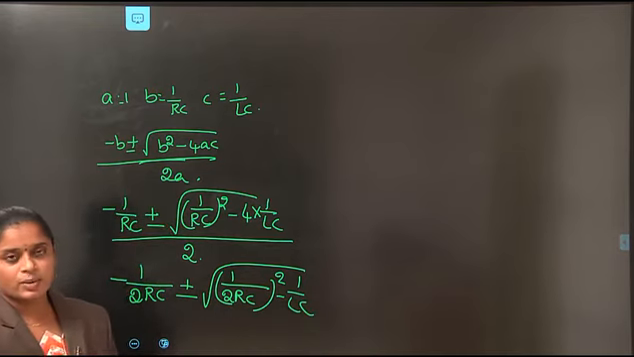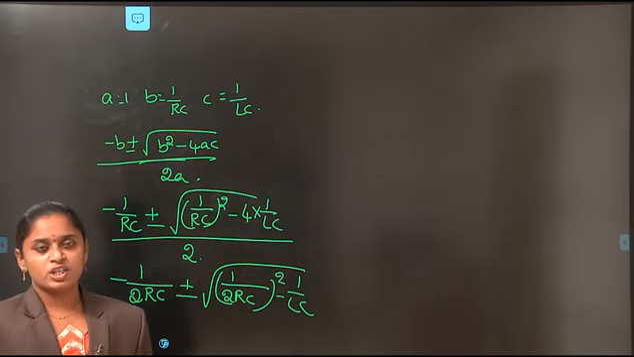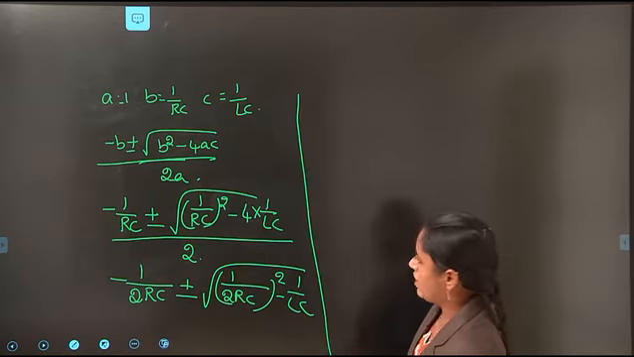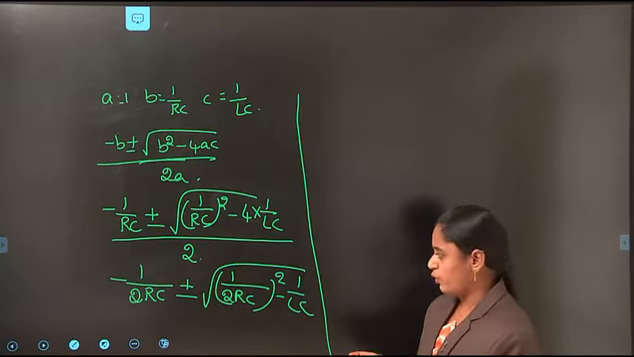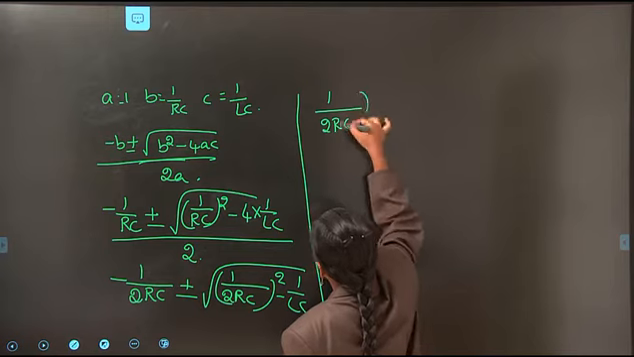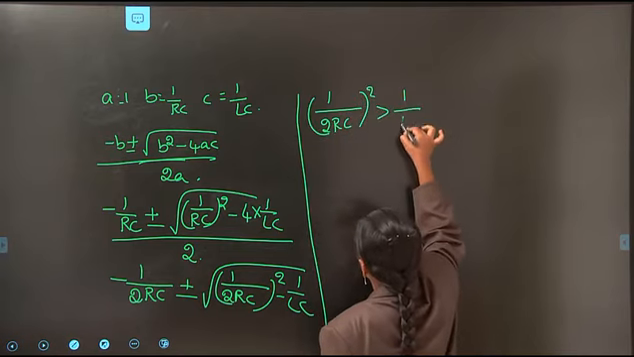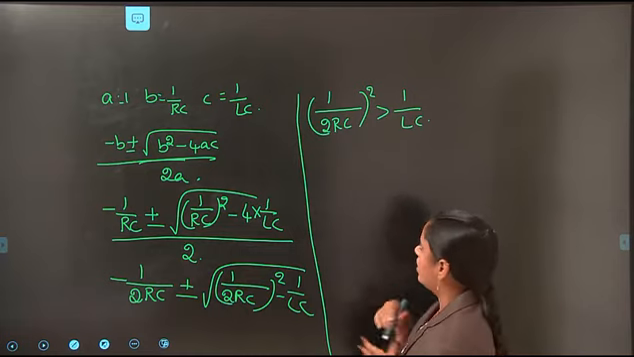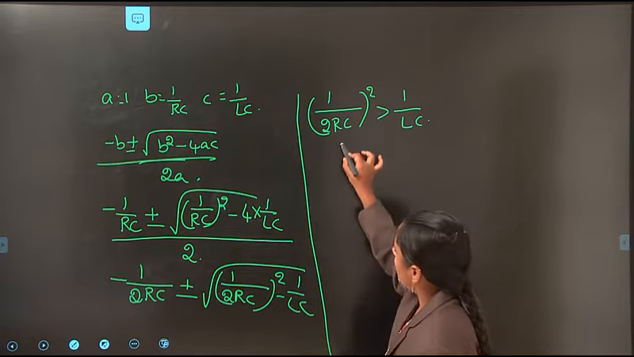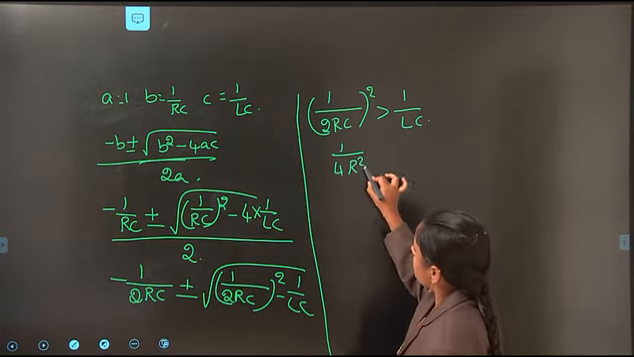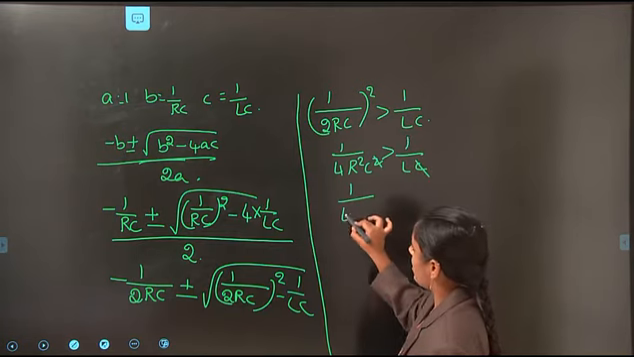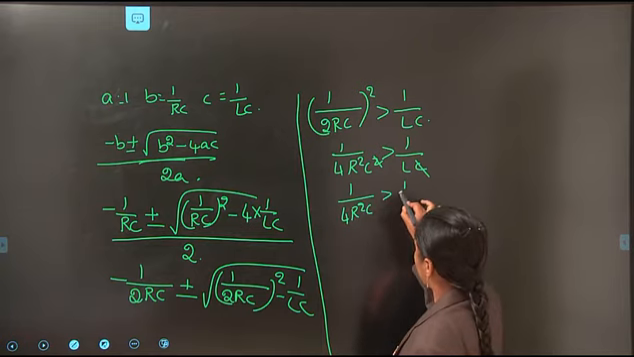Here the same process will be continued for the underdamped, overdamped and critical damping conditions. Simply, as in the previous case, we follow the same conditions here. First we take 1 by 2RC whole square greater than 1 by LC. Then we can write directly, or minimize the equation: 1 by 4R square C square is greater than 1 by LC, and C and C cancel, that is 1 by 4R square C greater than 1 by L.